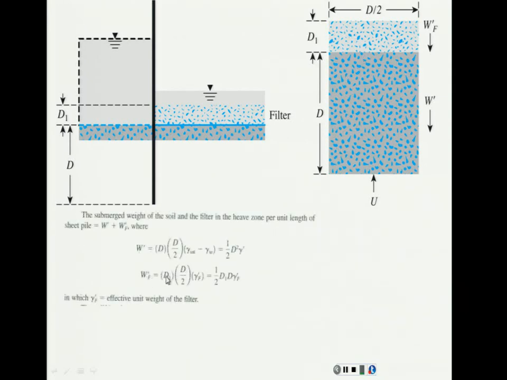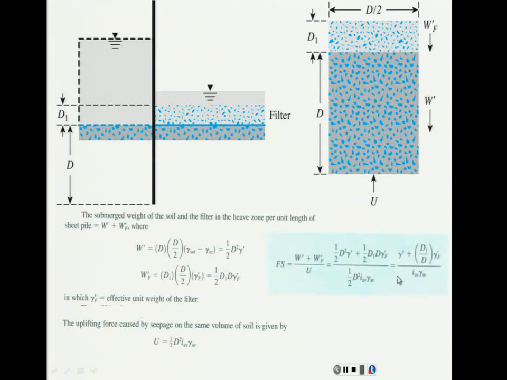What we do is adding this force. That's it. D1. This is the same. D divided by 2 times gamma submerged of the filter. This is an added force. This is exactly the same that we calculated before. Remember, this upward seepage force is acting only on the soil. That's why we don't include this D1 there. Calculate the factor of safety and we get this value. Basically, that's it.